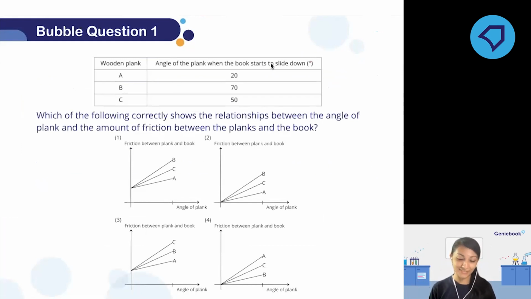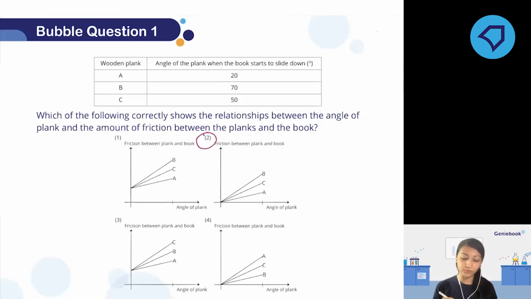Okay, so this is the question given. They give you 4 sets of graphs. You're supposed to interpret the data and then feed it into the graph that is provided. Let's look at the points. More than half of you got it correct, but there are also a few of you who couldn't get it correct. Why is the answer 2?